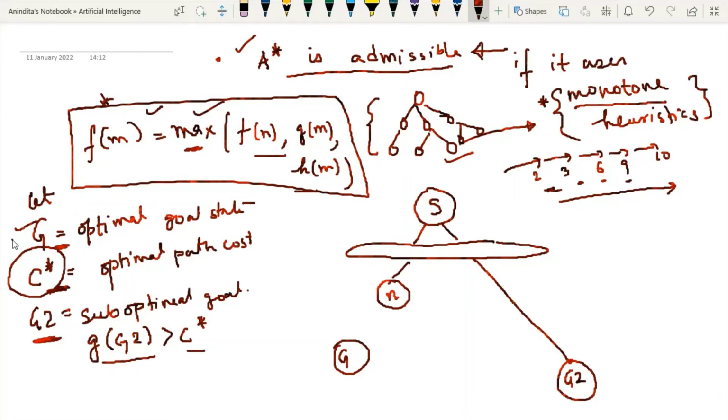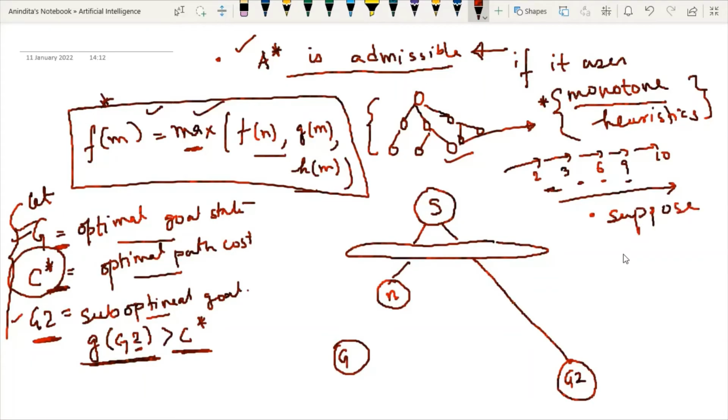So if I reach G by C star, it means I have spent the optimal cost to reach the optimal goal. But whenever I am reaching G2, why is it a suboptimal goal? Because the cost of reaching G2 is higher than the optimal cost. So that's why G2 is known as a suboptimal goal, right? So now using these assumptions, we will start this proof. But before starting this proof, you have to assume another thing.